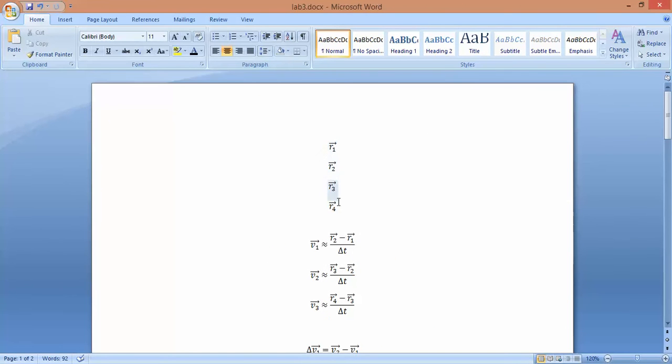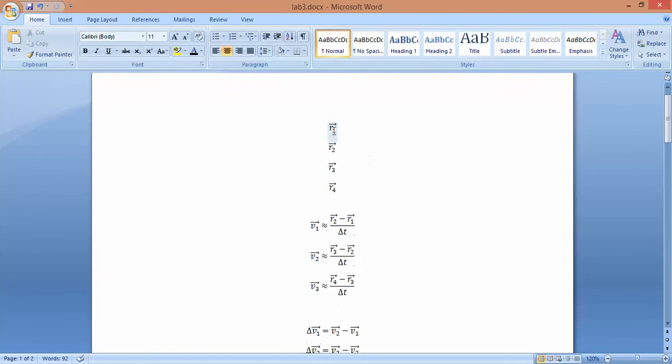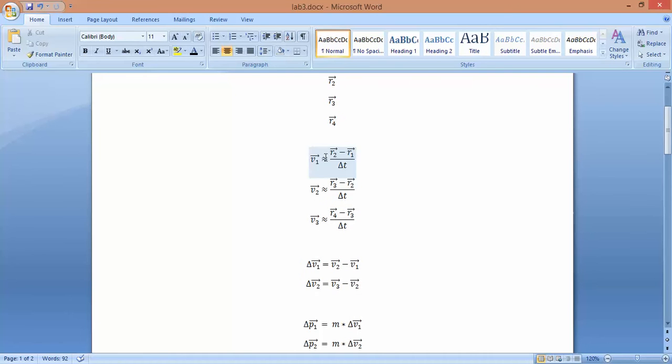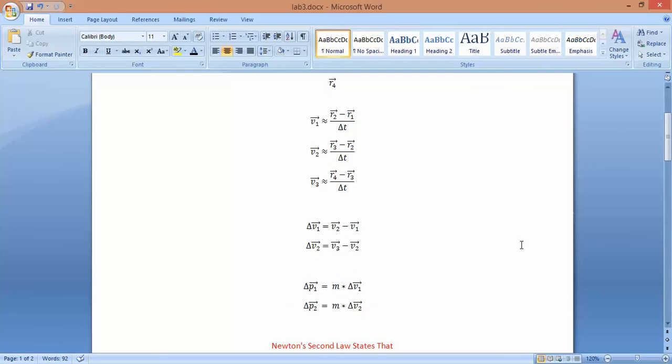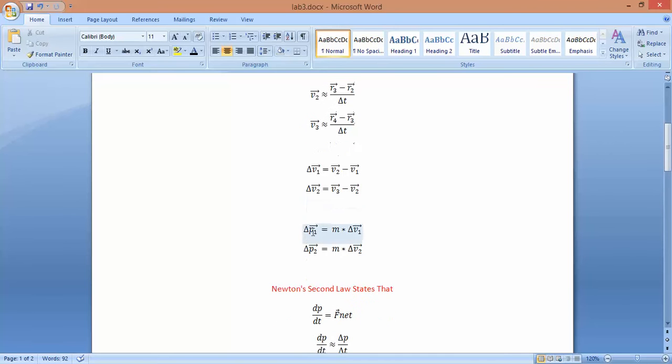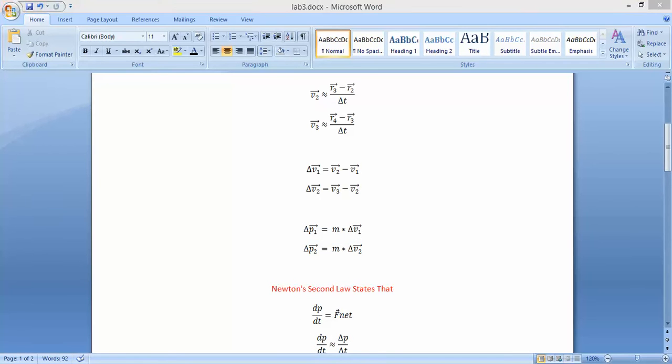So we have these position vectors right here, these position points, and between each two position vectors we can find the velocity, which just equals the change in position over the change in time. Between each two velocities, we can find the change in the velocity, and then we can find the change in momentum by just multiplying the mass times the change in velocity.